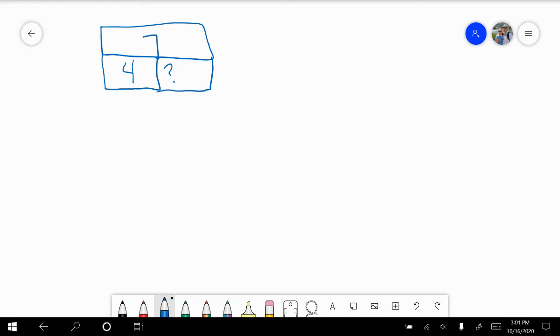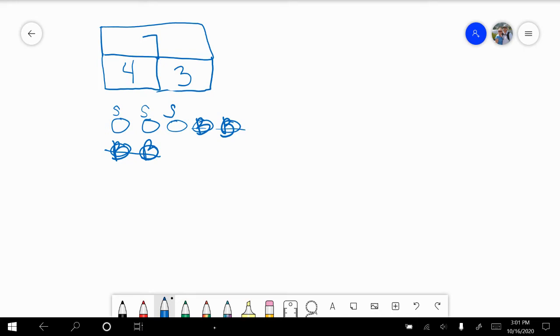In order to set this up, we have to draw our ants. So we have 1, 2, 3, 4, 5, 6, 7. 7 ants. 4 of them are big. 1, 2, 3, 4. This is me crossing them out. The rest are small. 1, 2, 3. So how many are small? 3.